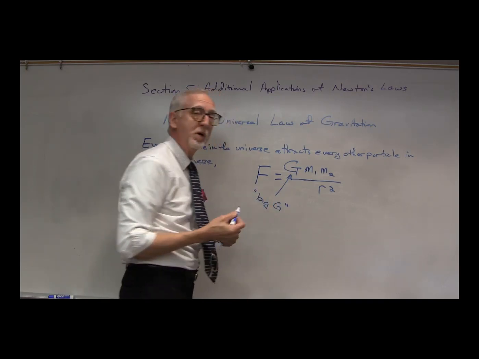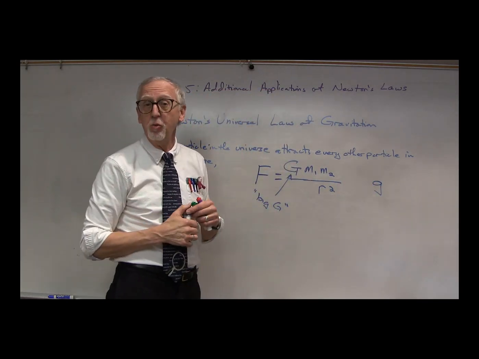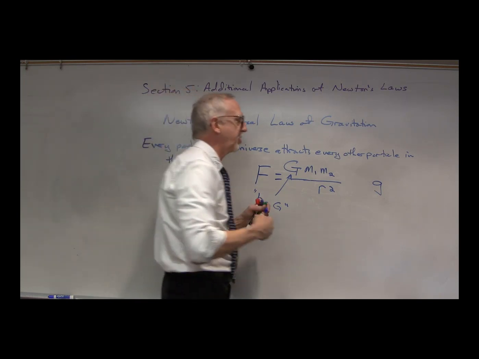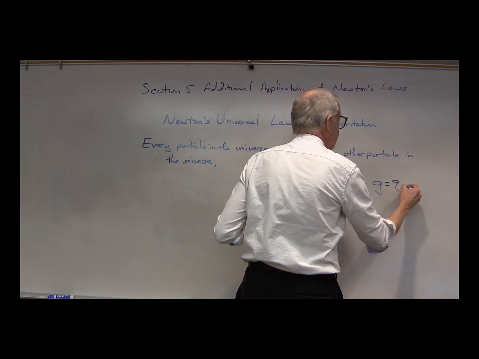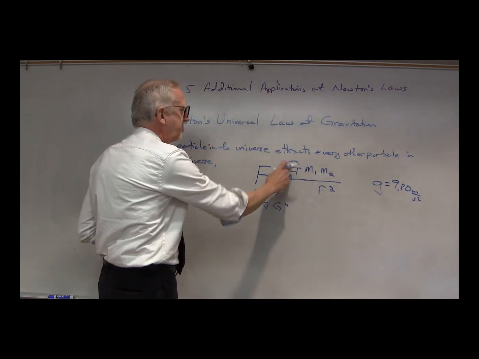Not to be confused with little g, right? Little g also has to do with gravity. It's the acceleration due to gravity near the Earth's surface. Remember, it has a value near Atlanta of 9.80 meters per second squared. Okay, there we go. Now, what is big G?